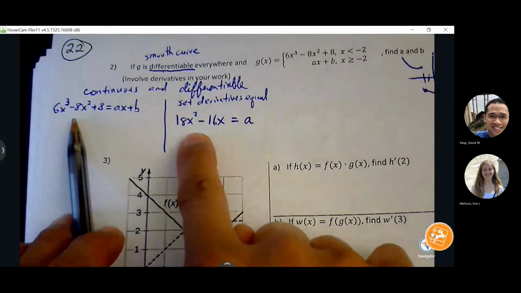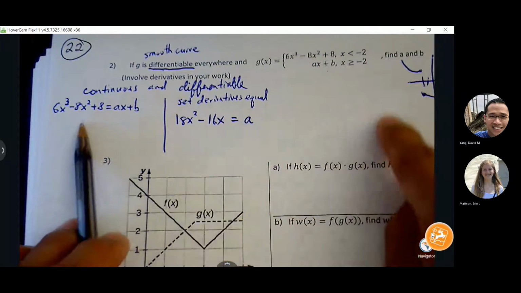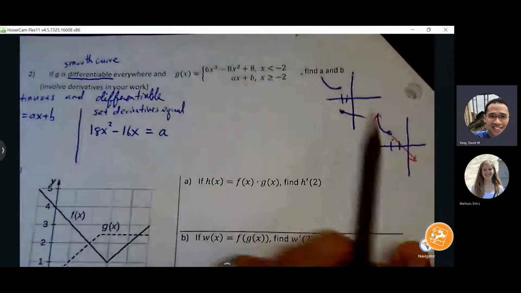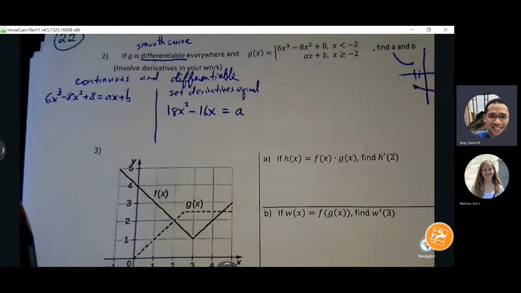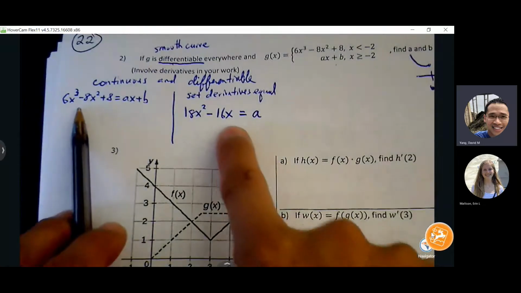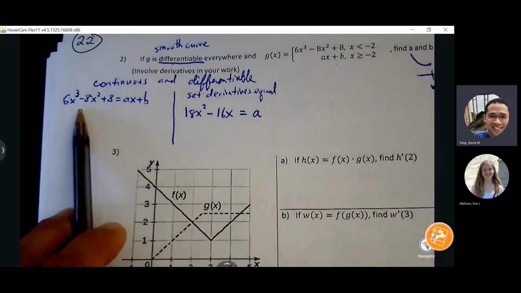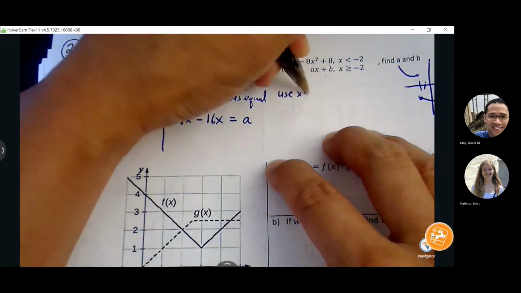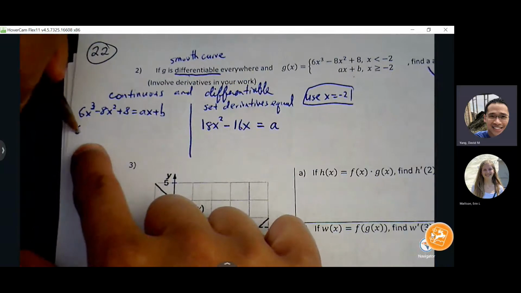Okay. What's the x value that we can use? -2, right? Because we know that that's the point in question. That is all we're concerned about. We want to know, are they connecting at -2? Or is there a smooth curve at -2? So we're going to replace every x with -2, and that should allow us to get closer towards solving for a and b. So -2 goes in for all the x's.